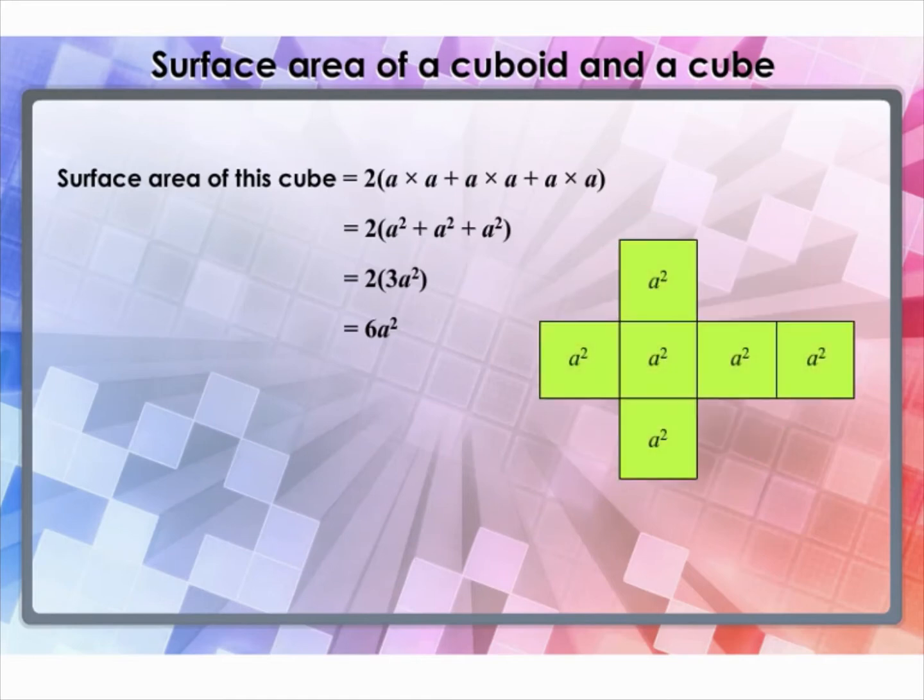Suppose, out of the 6 faces of a cube, we only find the area of the 4 faces, leaving the bottom and top faces. In such cases, the lateral surface area of a cube of side A is equal to 4A square.